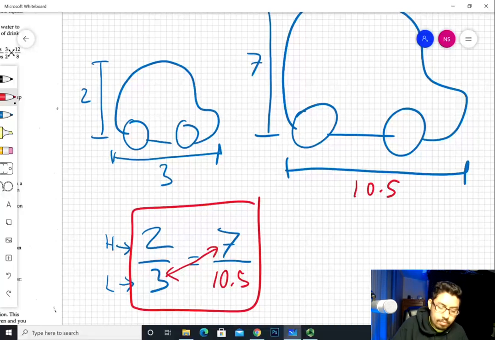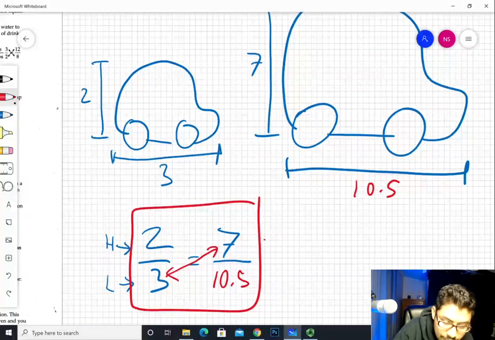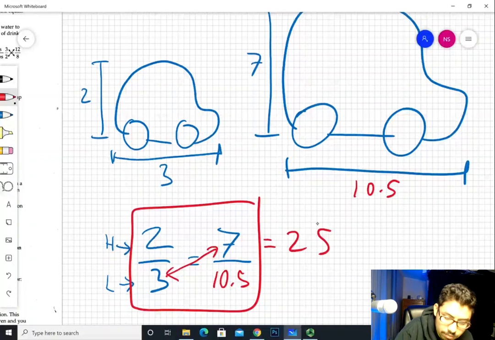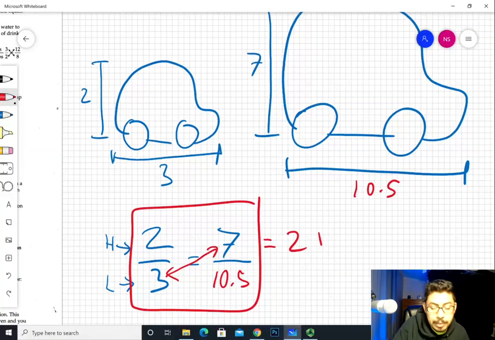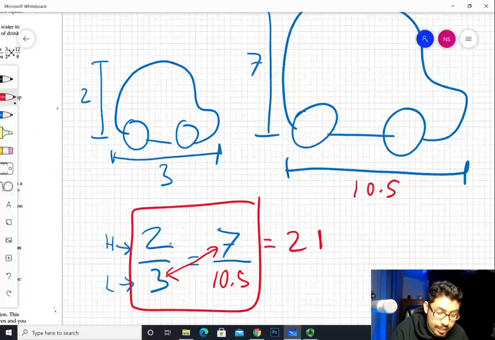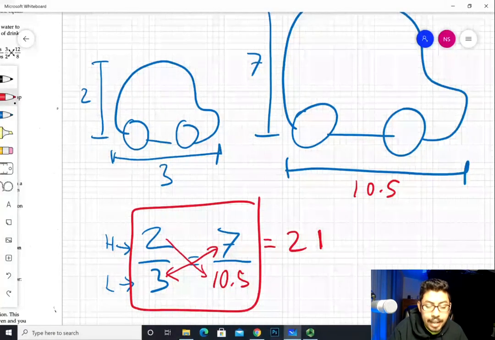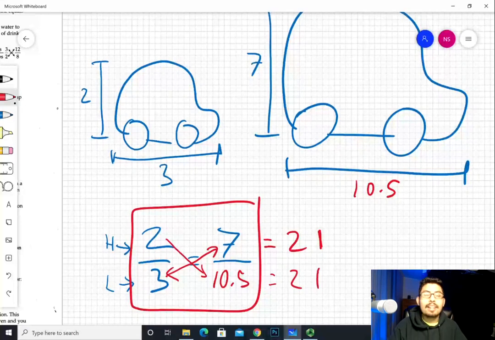3 times 7, what does it equal? 20. Ooh, not 21. Not 25, I meant. It's 21. 3 times 7 is 21. Now cross multiply the other side. 2 times 10.5. What do we get? 21. That's when you know you have the correct answer, and then you move on.